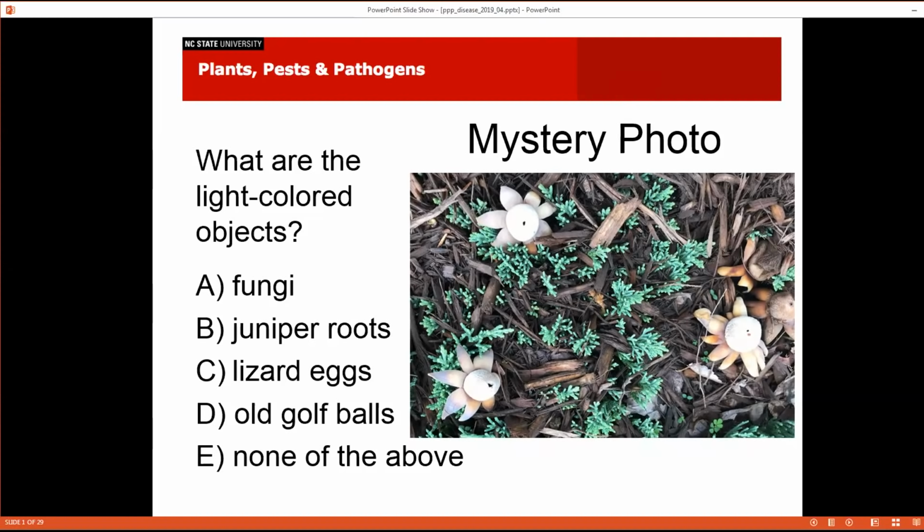About 10 days ago, I went over for some frozen yogurt with the family, and in the planting bed in the parking lot, there were these things amid the small juniper shoots coming up through the mulch there. So what are these? Are these fungi? Are these some kind of roots associated with the juniper? Are they lizard eggs? Are they old golf balls that have peeled the outer covering? Or is it none of the above?